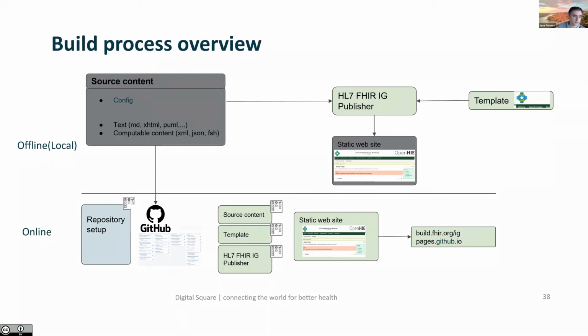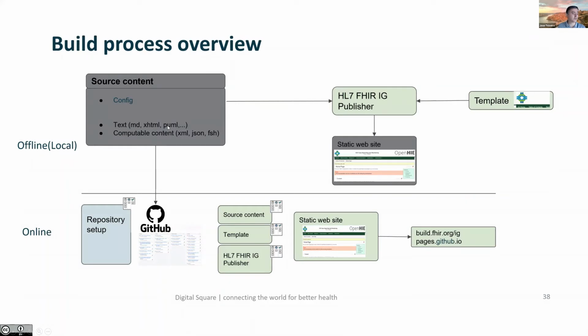What we are going to do today is create the source content. So we create some configuration. In our case, we don't have to do configuration because that's already done for us, just because we want to make it quick today. And we add text. Text can be markdown files, XHTML, PlantUML files for diagrams.